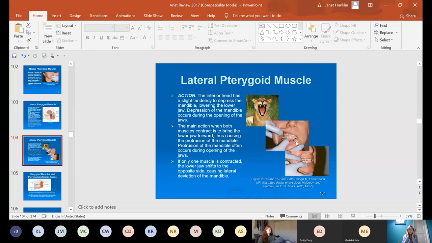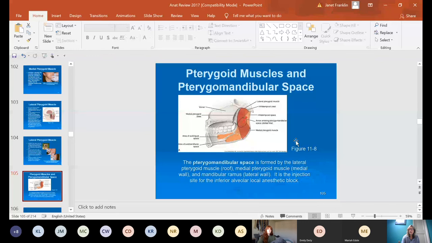So the lateral pterygoid muscle kind of gives you the ability to move your jaw in other directions besides opening and closing. Think of it kind of that way. And they are in the pterygomandibular space.